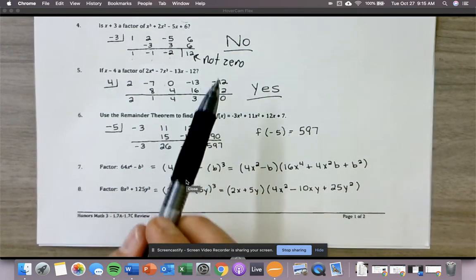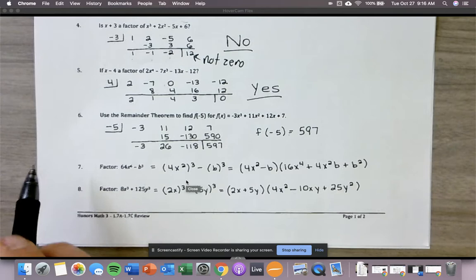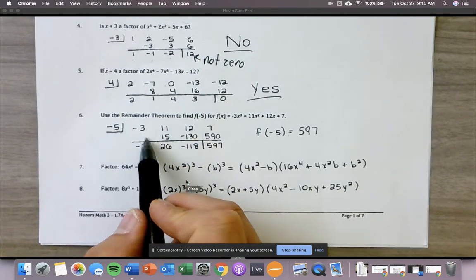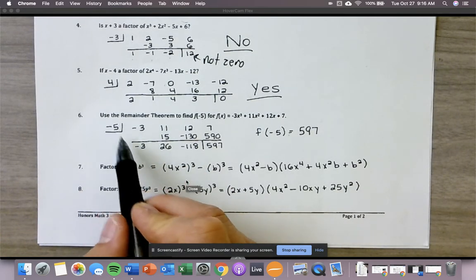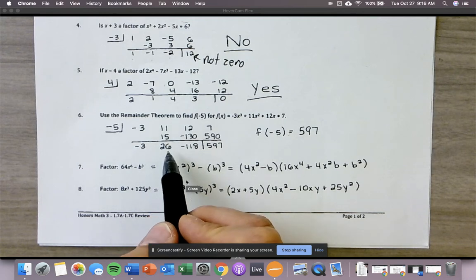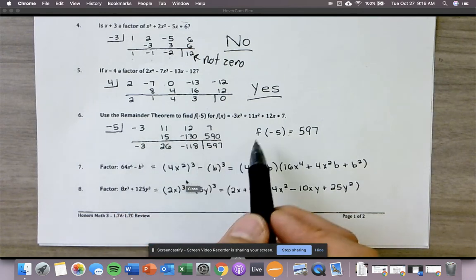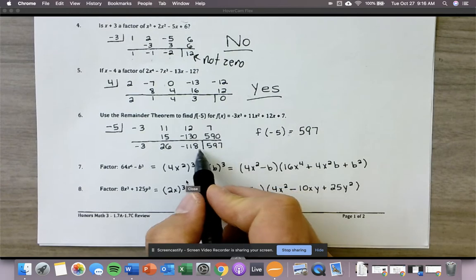Right, then we do the same exact thing that we did in number 4 and 5, right? We drop the negative 3, and then we multiply. Negative 5 times 3 is 15. We add these up, and we multiply again, right? And we keep going until we get a remainder.